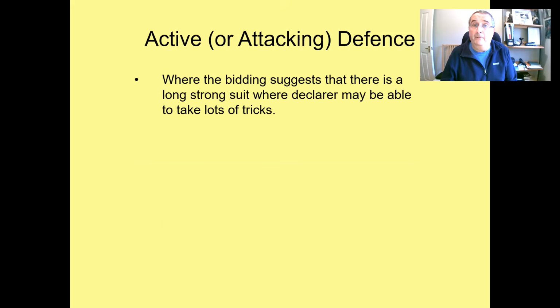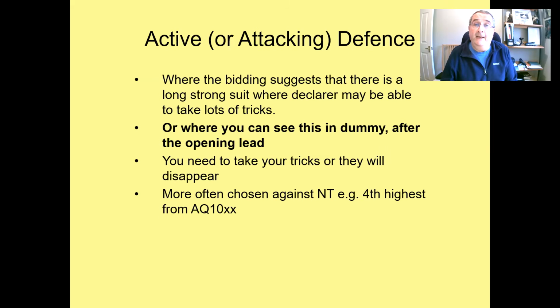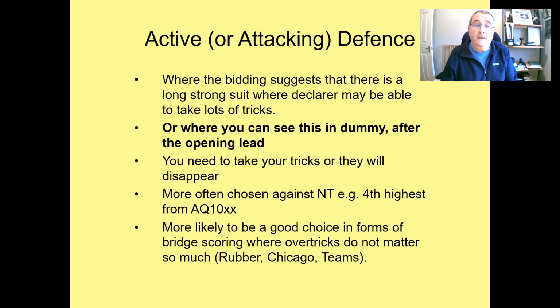An active or an attacking lead is where the bidding suggests that there may be a long, strong suit where declarer may be able to take a lot of tricks. And perhaps more importantly, once dummy comes down and you can see that, then it's very often right to switch to an attacking lead. And it's where you need to take your tricks or you may never get them. And it's more likely, as I said, to be chosen against no trump than against a suit contract. And it's also more likely to be a good choice in other forms of bridge scoring where overtricks don't matter so much. But here, with pairs scoring, it's often good to play fairly passively unless you can see a reason that you need to defend more actively.